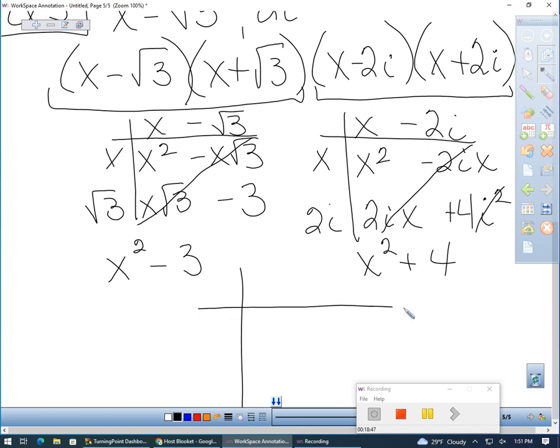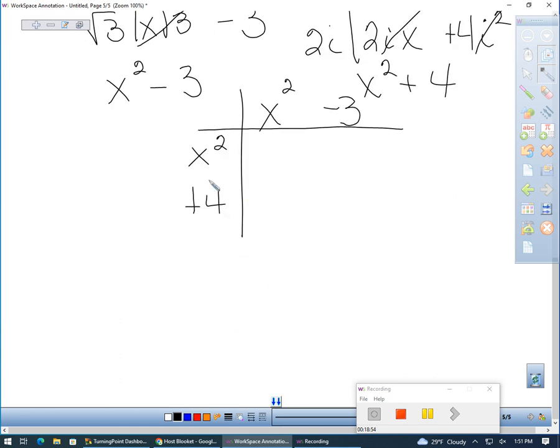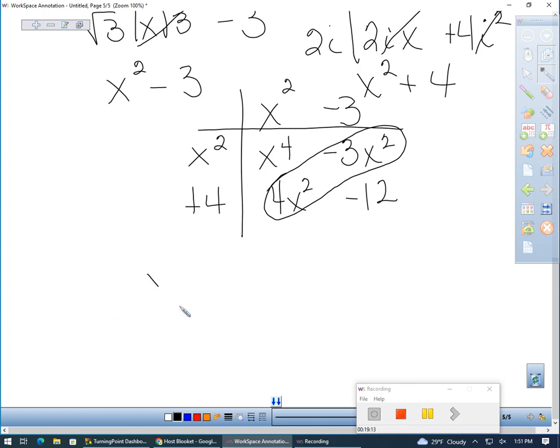All right, last one. We have x squared minus 3 and x squared plus 4. Doesn't matter where they go. X squared times x squared is x to the 4th. X squared times negative 3 is negative 3x squared. X squared times 4 is 4x squared. Negative 3 times 4 is negative 12. And again, look at our beautiful diagonals going to add together. So we have x to the 4th plus 1x squared, or just x squared, minus 12. That is your polynomial from those 4 zeros.